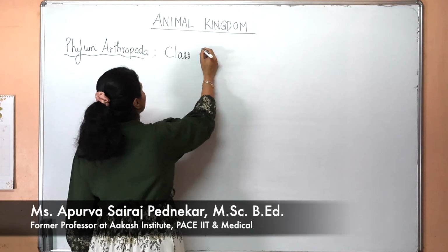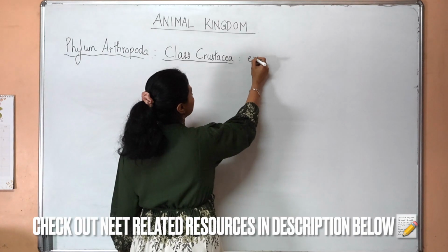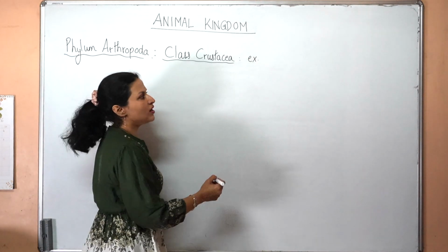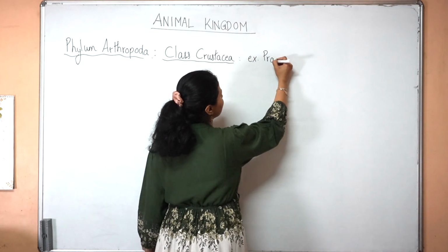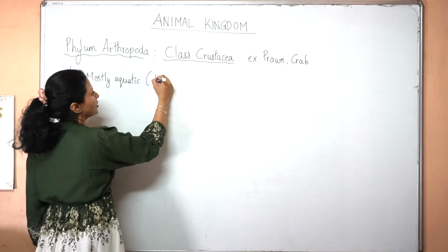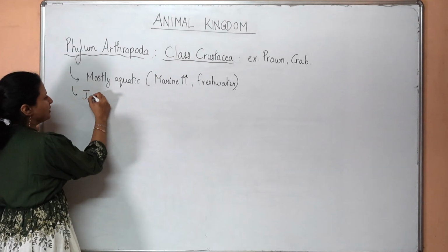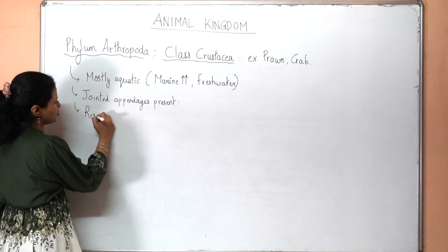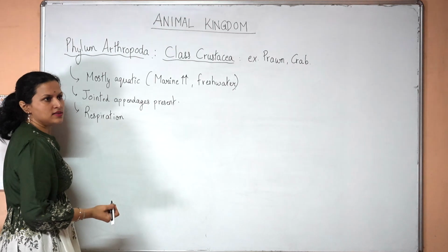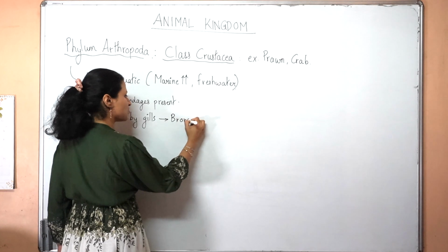Students, now let us begin with the second class of Phylum Arthropoda, that is class Crustacea. Class Crustacea, commonly called crustaceans, and the common examples that belong to this class are prawn and crab, even lobsters. They are mostly aquatic, mainly marine, and freshwater forms are also present. Jointed appendages are present. Respiration is not tracheal as in the insects; it is through gills, branchial respiration.